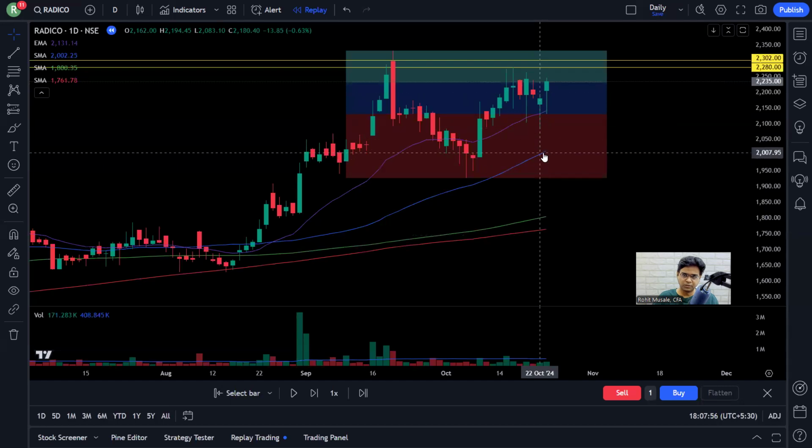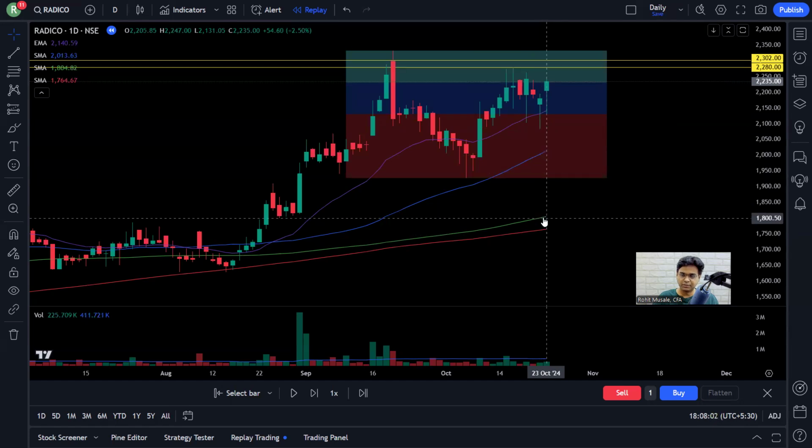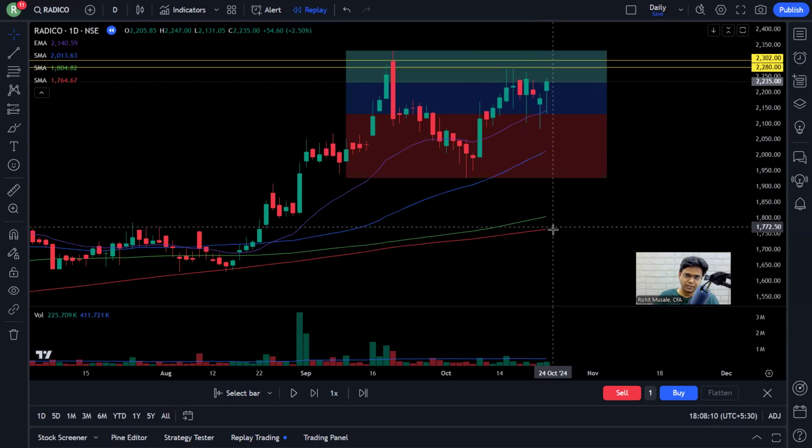The price is above the blue line, which is the 50-day simple moving average. The blue line is above the green line, which is the 150-day simple moving average. The green is above the red line, which is the 200-day simple moving average. So blue, green, red, that's our rule number one. Rule number two, minimum 10 candles in the base.